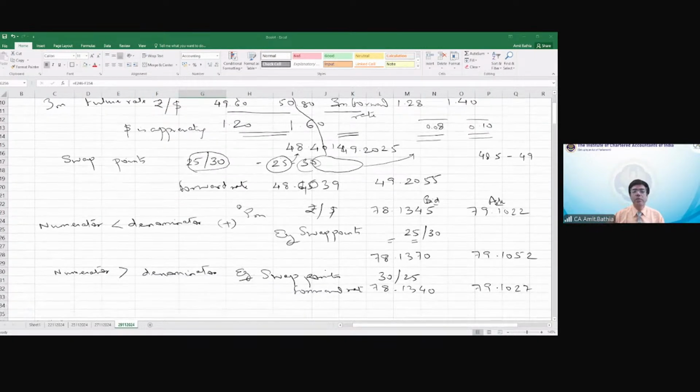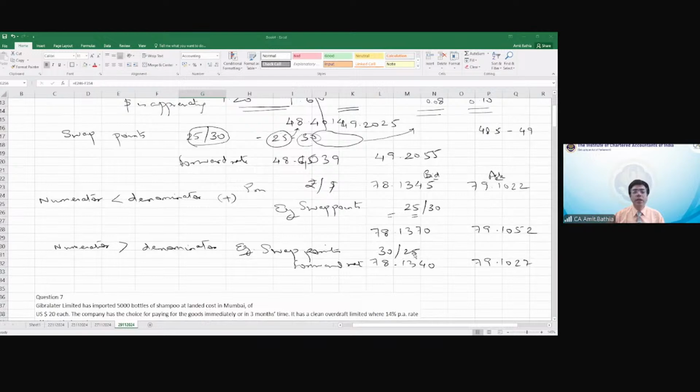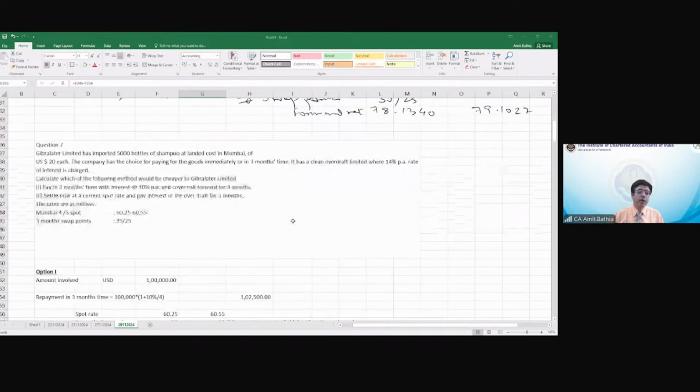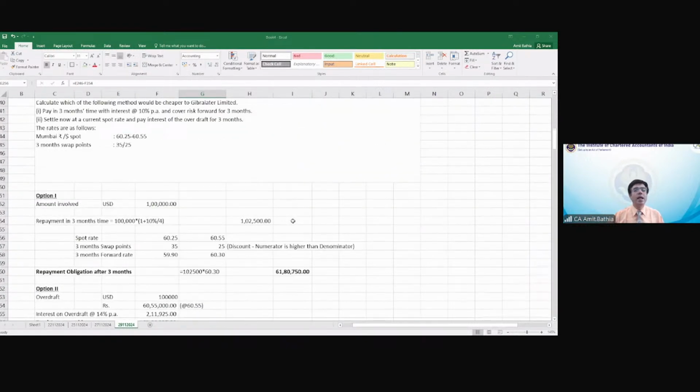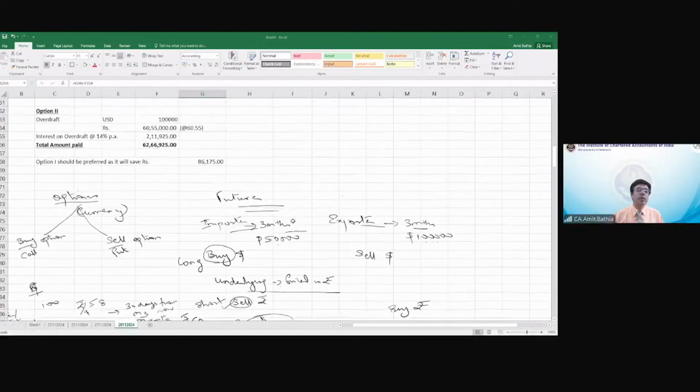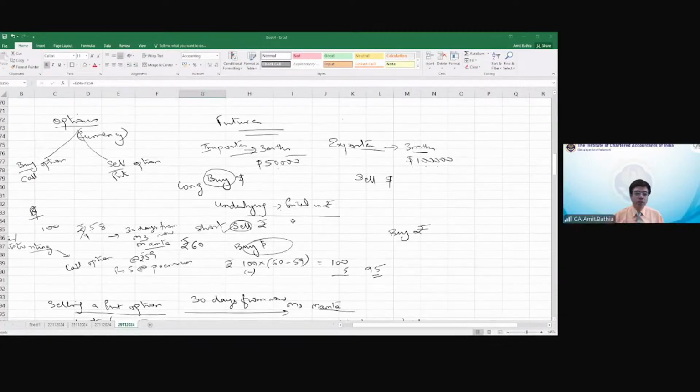So we saw those examples also, right over here, 30-25. If it is 30/25, that means it is a discount. If it is 25/30, it means it is premium. We did the sum on leading and lagging with this swap point concept. Then we went to options and futures, right?